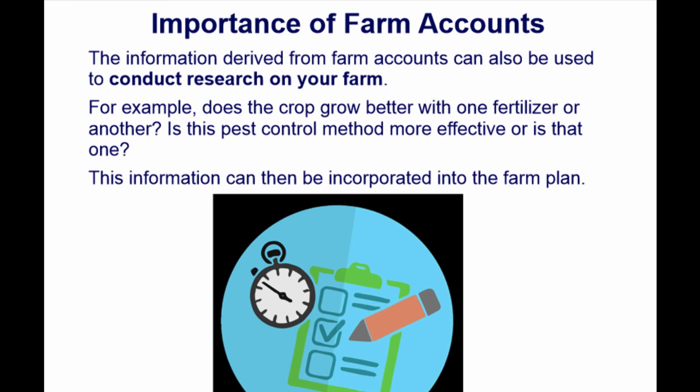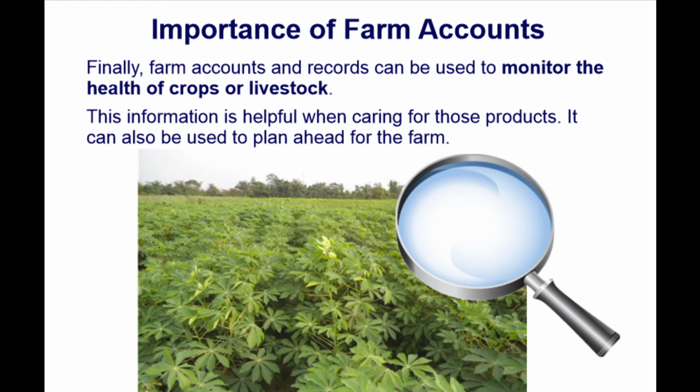The information derived from farm accounts can also be used to conduct research on your farm. For example, does the crop grow better with one fertilizer or another? Is this pest control method more effective, or is it that one? This information can then be incorporated into the farm plan. Finally, farm accounts and records can be used to monitor the health of crops or livestock. This information is helpful when caring for those products. It can also be used to plan ahead for the farm.